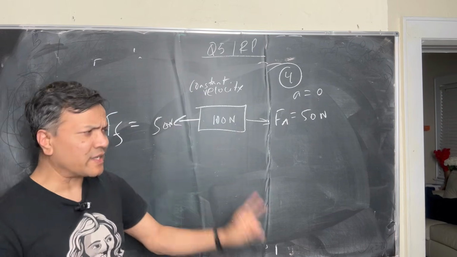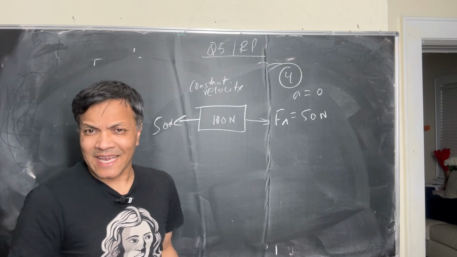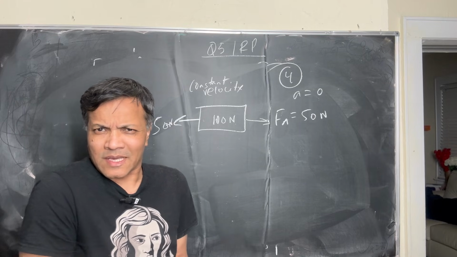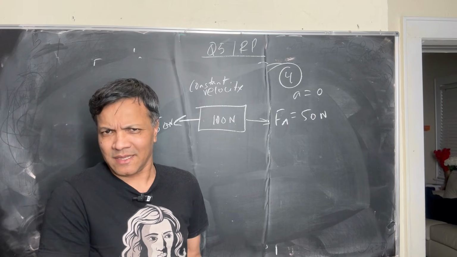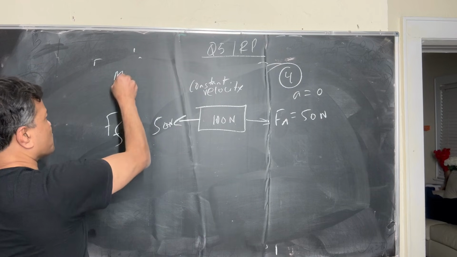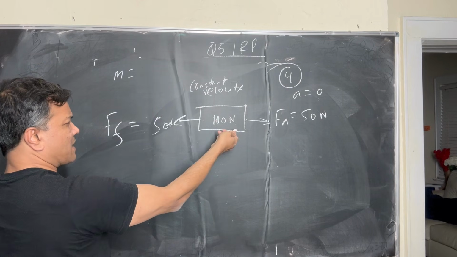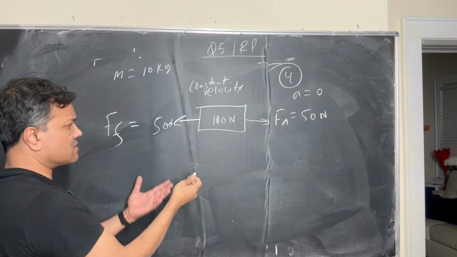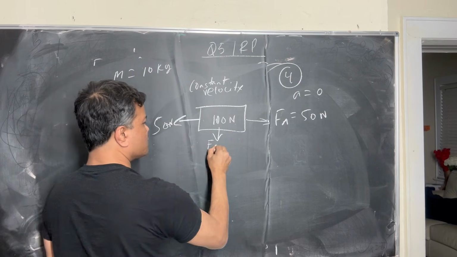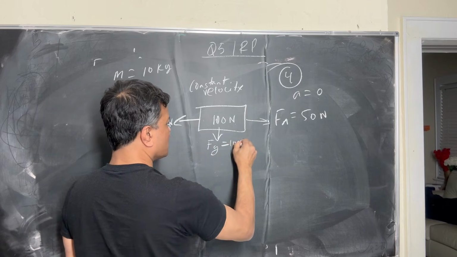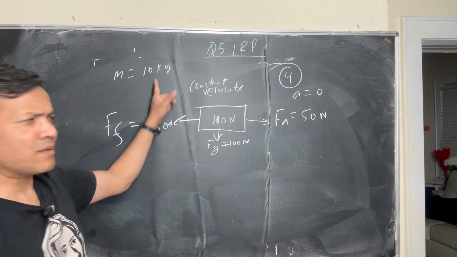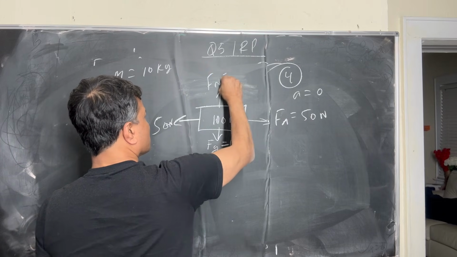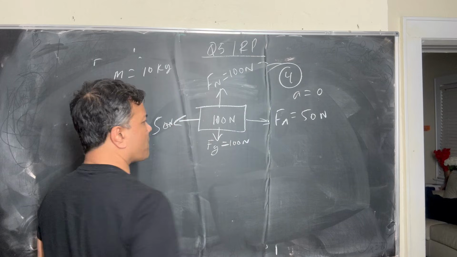Now, another story: I did not give you the mass, but I gave you the weight. I don't need to give you both. If I give you the weight, you can divide by 10 and get the mass. So if you really want the mass of this one, divide by 10, the acceleration due to gravity, so you get 10 kilograms, but you don't need it. Fg is 100 Newton because the mass is 10 kilograms, and Fn is also 100 Newton.